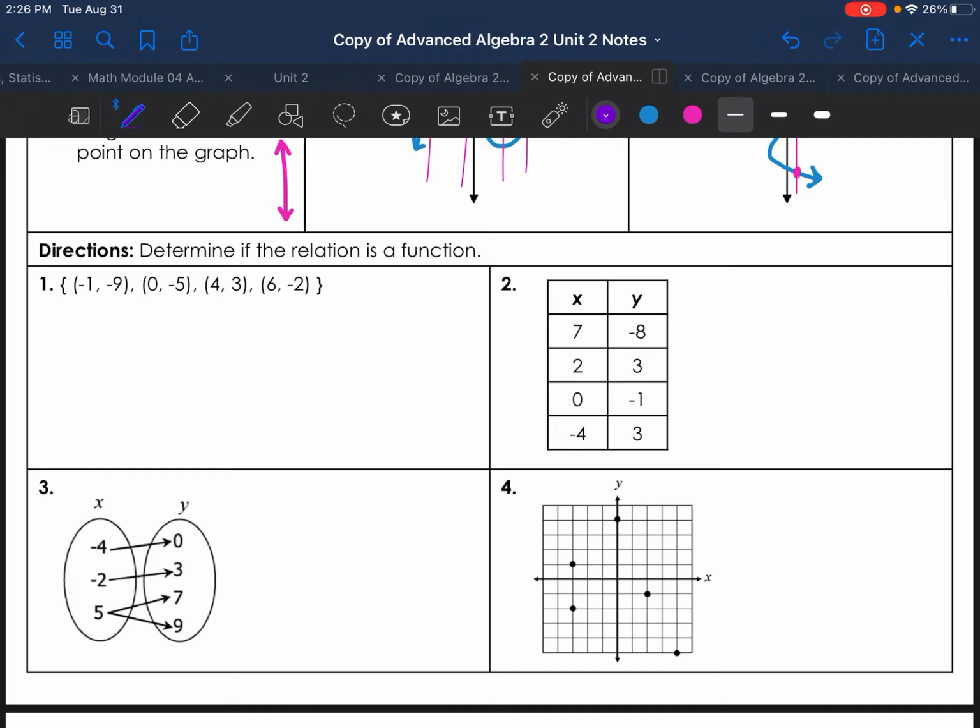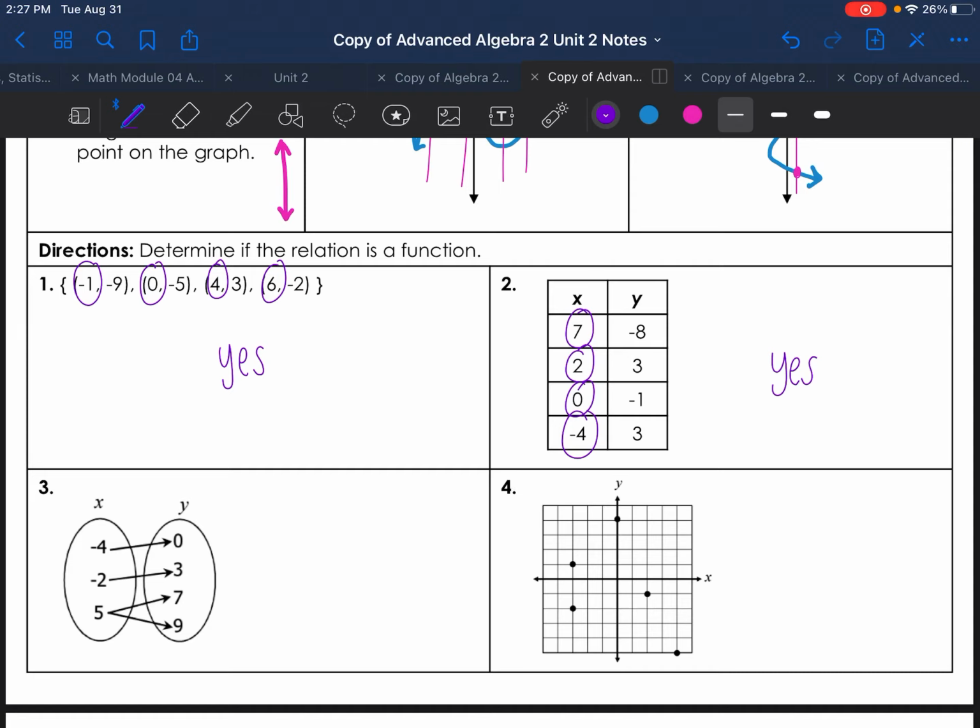Number 1, yes. All of the x values are different. Number 2, yes. All of the x values are different.